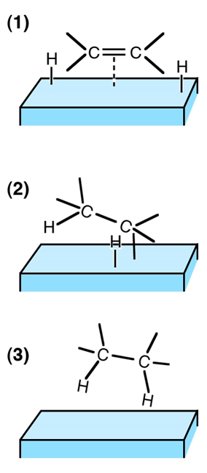Topic: Petrochemical industry. In petrochemical processes, hydrogenation is used to convert alkenes and aromatics into saturated alkanes (paraffins) and cycloalkanes (naphthenes), which are less toxic and less reactive.